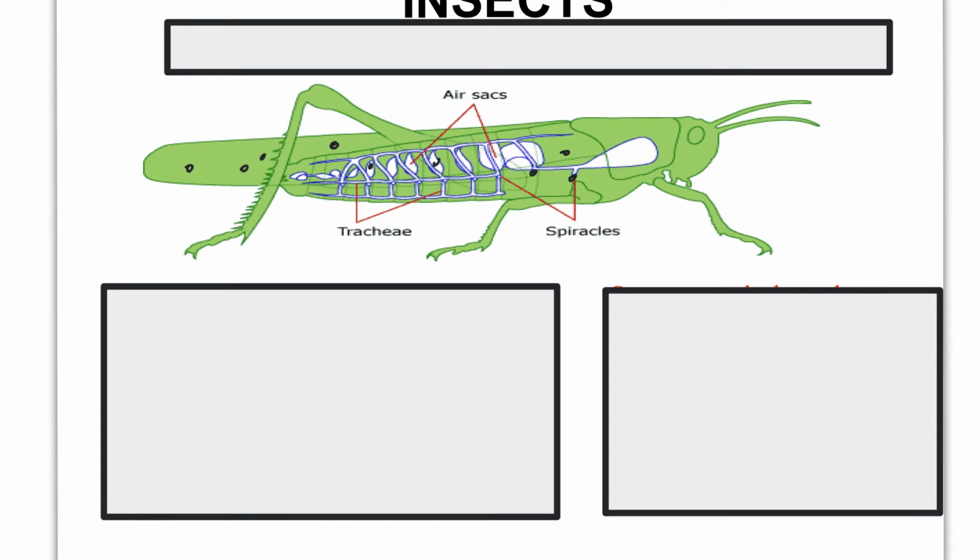Now, these spiracles are holes, and these lead down into thin tubes that lead right down into the center of the insect's body. So there's an extensive network of tubes that lead into the insect's body from the spiracles. These tubes are called tracheae. At the ends of these tracheae, and we'll look in detail in a minute at the ends of the tracheae, there are closed-ended tunnels, tiny air sacs where gas exchange takes place.